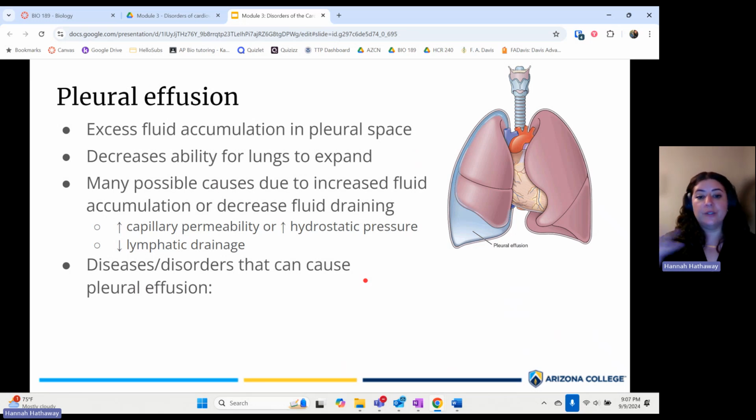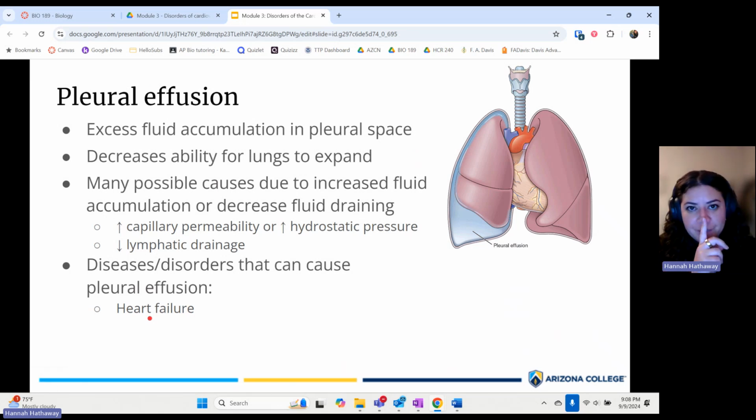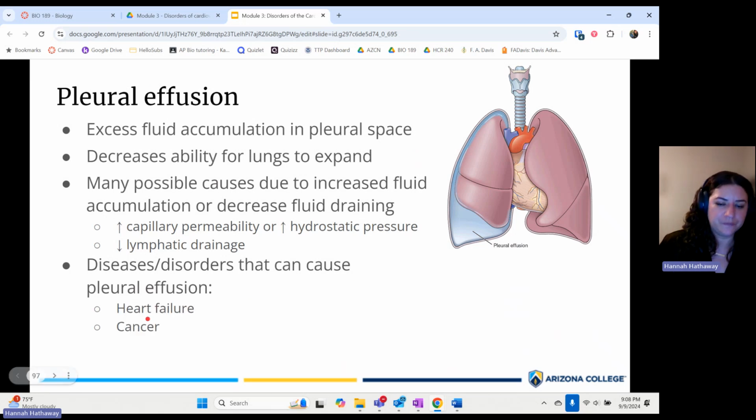Some examples of diseases or disorders that can cause pleural effusions: heart failure. We already talked about this one, right? So if the heart is not working well and you have a buildup of blood in the lungs, that is going to increase hydrostatic pressure in the lungs, that's going to increase fluid. Here's a question for you. That's a backwards effect, right? We're talking about fluid. What type of heart failure would that be? Right or left side? That's right. It would be left side heart failure, right? Because what's backwards from left? It's the lungs.